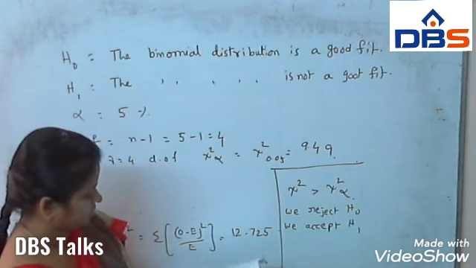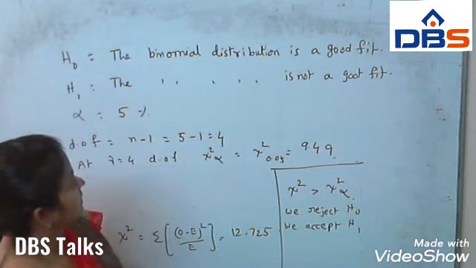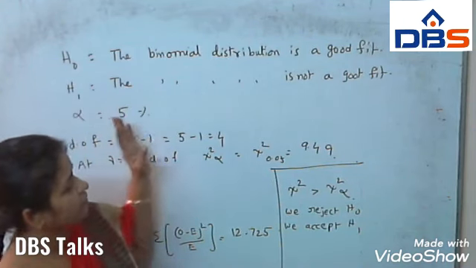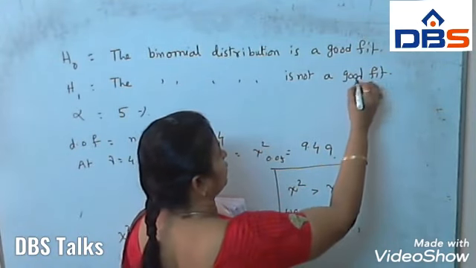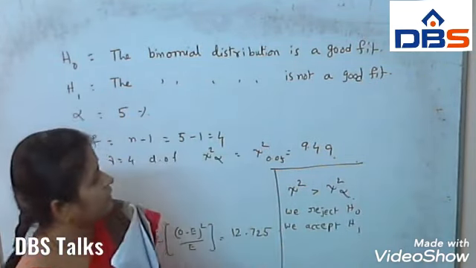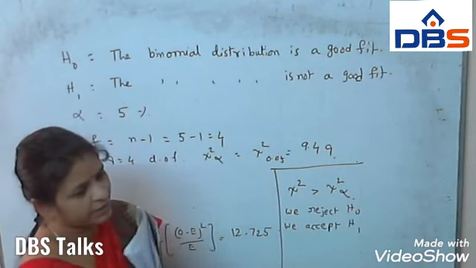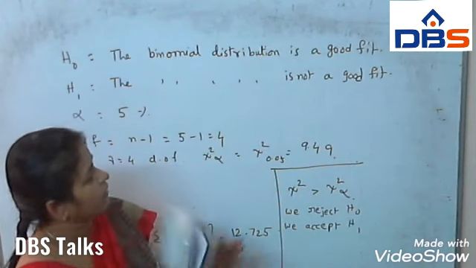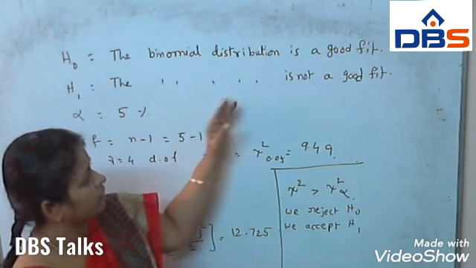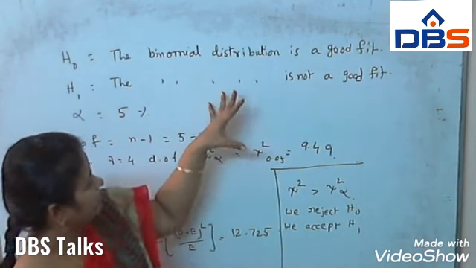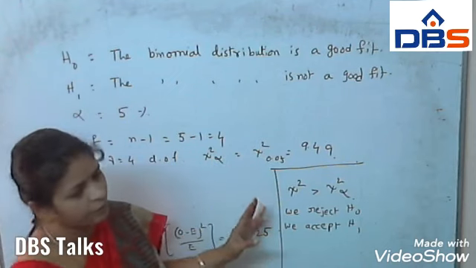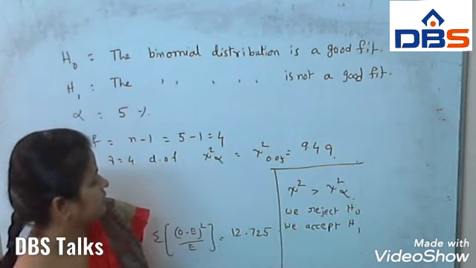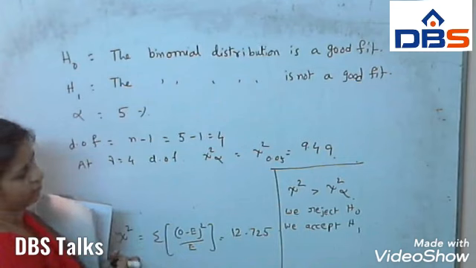So using the chi square test, we can test whether the binomial distribution or Poisson distribution is suitable for this data or not. First, we observed the binomial distribution. From this example, we can say that the binomial distribution is not suitable for the given data. So, this is the second example. Thank you.